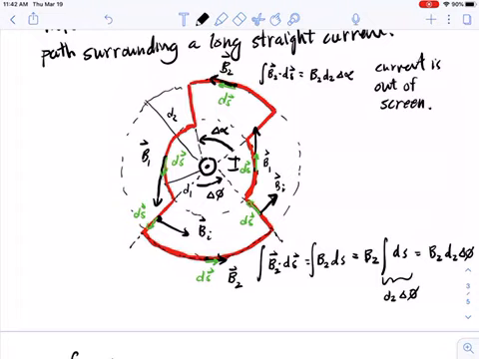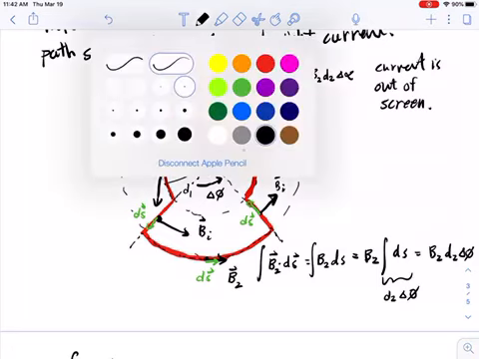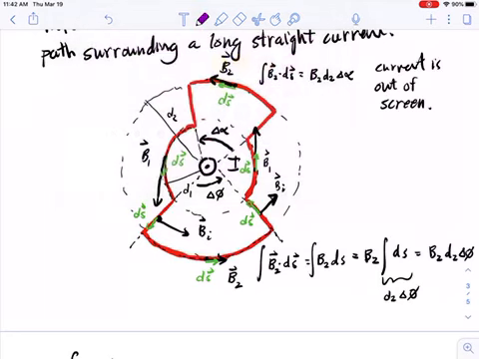Okay, what about the inner parts? What if we took this path? Then what we need to do is maybe label a new angle. Now, we're getting a little bit crowded here, but let's say that this purple angle is delta beta.